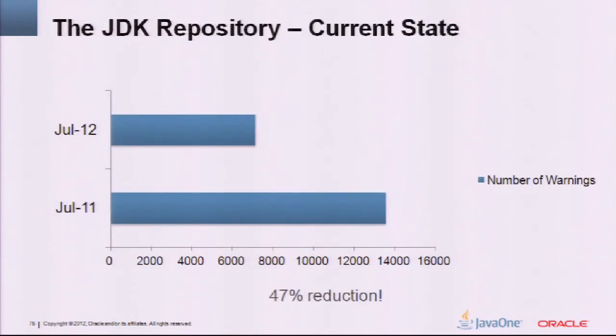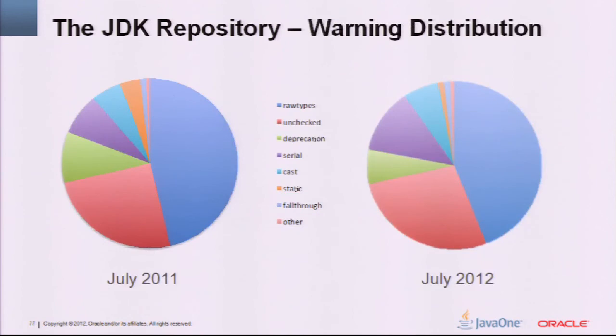Okay, I'm done with my examples. We've been working for about 1.5 years to reduce those 13,500 warnings. It's not anyone's full-time job, but we put in some hours, and we have a lot of community effort as well, and we've brought that number down to 7,133, which is around a 47% reduction, and we're working towards 0. But the distribution has not changed a lot. It's still unchecked and raw types that dominate.